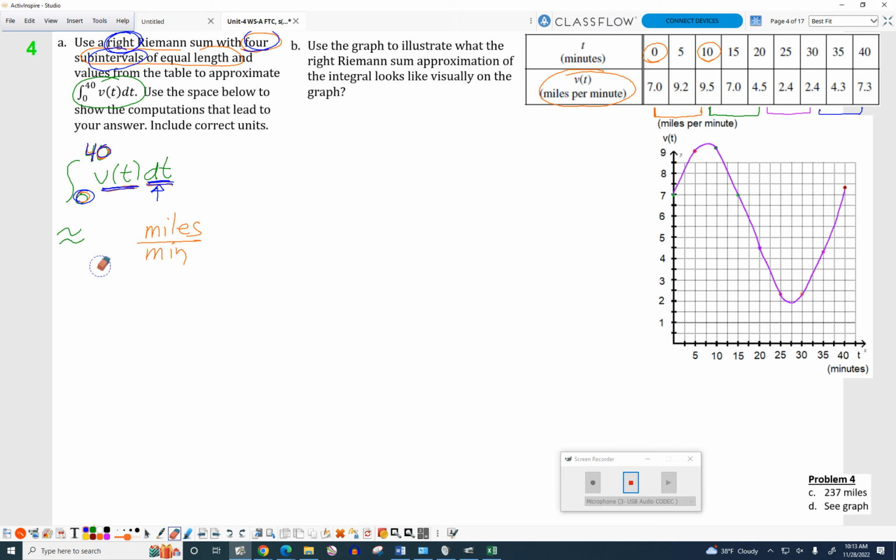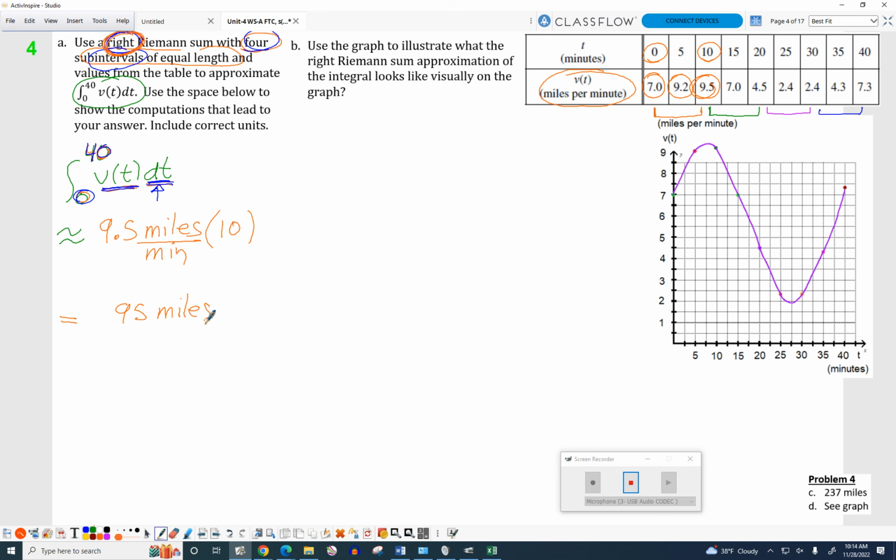So we look at the first 10 minutes, and in those first 10 minutes, we actually see 3 different velocities. 7, 9.2, and 9.5. But 9.5 is the velocity that is most right, because it's the very rightmost time. 2 more for Sabrina. So we get 9.5 multiplied by 10. So our estimate is that would be, let's see, 95 miles in those first 10 minutes.